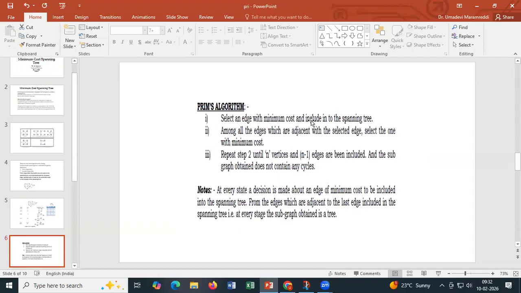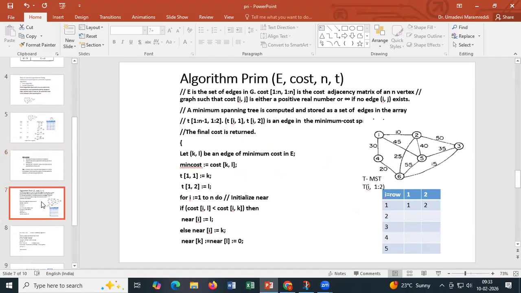Select an edge with minimum cost, including it in the spanning tree. So when you add an edge, 2 vertices are added to the spanning tree. Then these vertices form edges with non-spanning tree vertices. Among all the edges which are adjacent to the selected edge, between the spanning tree vertices and all the vertices which are not in the spanning tree, identify the edge with the minimum cost. Then that minimum cost edge we have to add to the spanning tree. This we have to repeat until n minus 1 edges have been included. At each step you have to see that it should not form a cycle. For that you have an algorithm called Prim's algorithm.